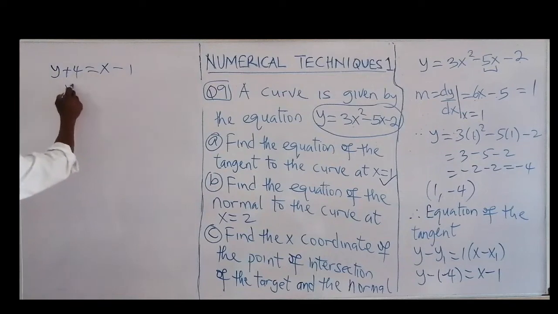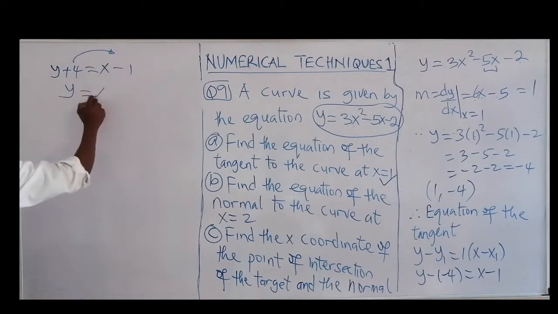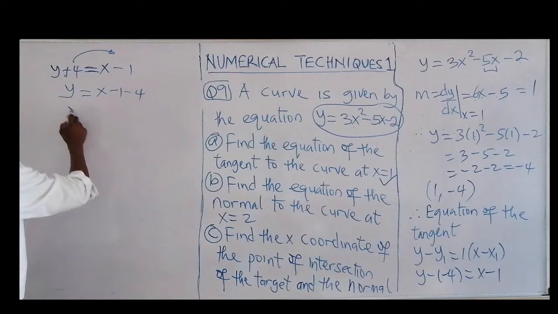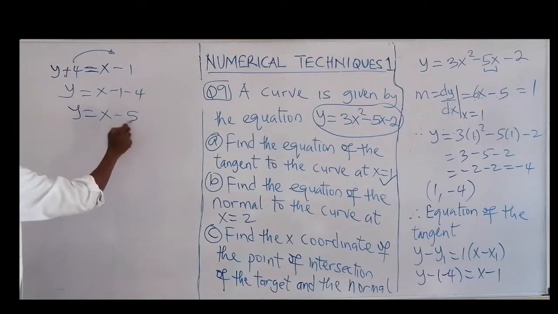Make y the subject by moving this 4 to the other side, so that will be x minus 1 minus 4. When a minus moves over an equal sign, the sign reverses. So we just have y equal to x minus 5. So that's the equation of the tangent.